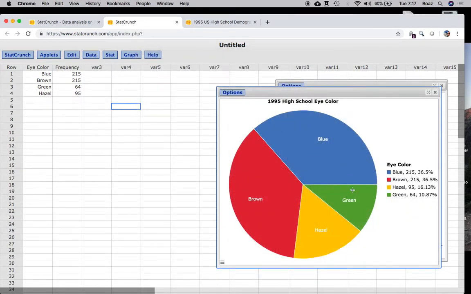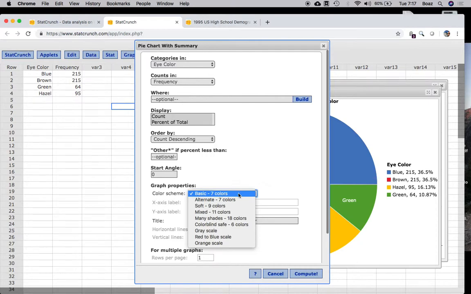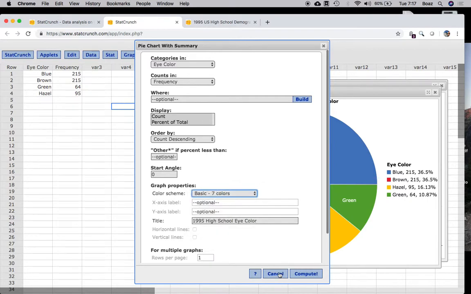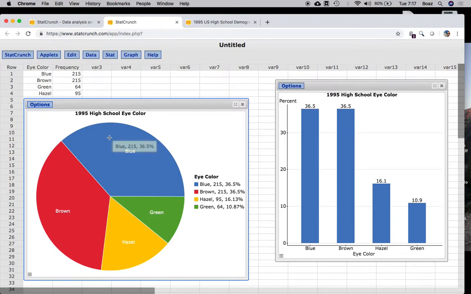So we see here we have blue, green, hazel, and brown in there. And there are ways to change the colors, but I don't know that there's an easy way. We have colorblind safe, many shades, a variety of different options there. So that's the basics of how to take summary data and make a bar chart, a Pareto chart, and a pie chart.